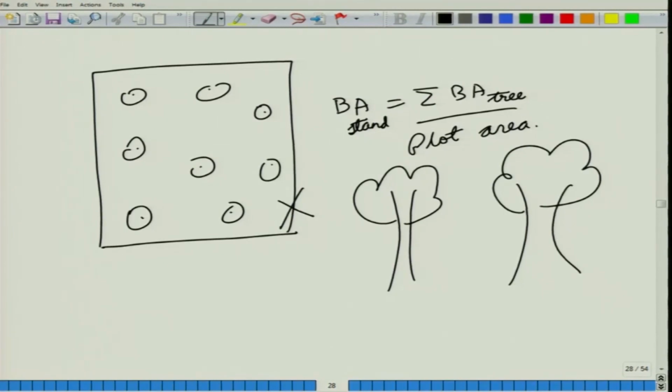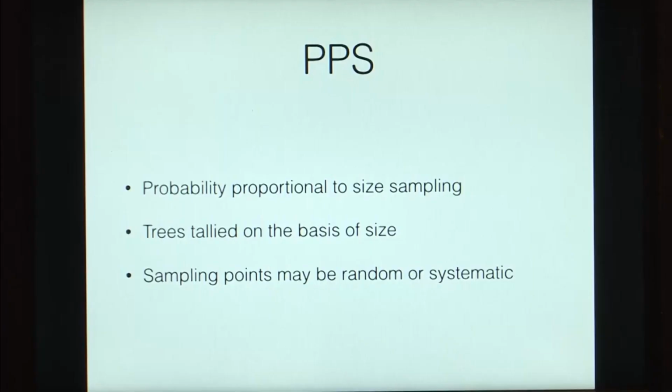It is also dependent on its distance, so it is dependent on the angle that is subtended. If you are standing here, this is the angle subtended by this tree, whereas when you are standing here, this is the angle subtended by this tree. If the angle subtended by a tree is greater than a critical angle, then it becomes part of our sample.